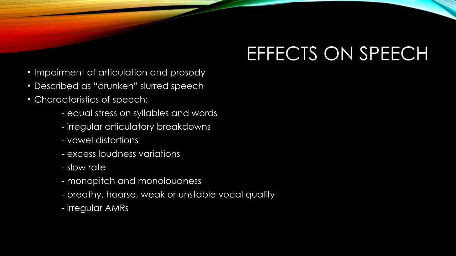Ataxic dysarthria is characterized as an impairment of articulation and prosody. It is often described as drunken or slurred speech. Individuals with ataxic dysarthria will have equal stress on both syllables and words when speaking. They will have irregular articulatory breakdowns. Vowel distortions are very common, and their speech will often be very slow. They will also have issues alternating pitch and loudness. Their vocal quality will appear hoarse, weak, breathy, or unstable, and they will show issues with syllable alternating motion rates.